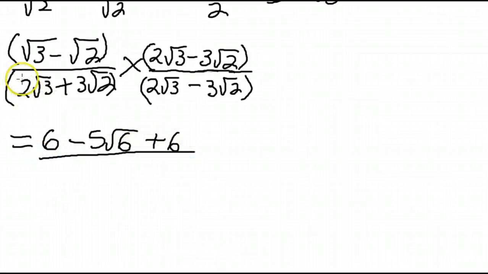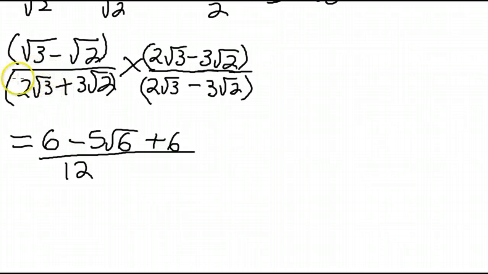Now let's do the bottom. This is a difference of squares. So 2 times 2 is 4. Root 3 times root 3 is 3. 4 times 3 is 12. Now watch what happens. When I multiply the outer, 2 root 3 times minus 3 root 2, I get minus 6 root 6. When I multiply the inner, I get plus 6 root 6. That's the reason we multiply by what's called the conjugate, the same two terms, right? It gives us that idea of a difference of squares.